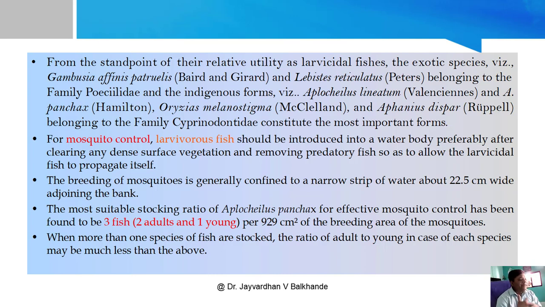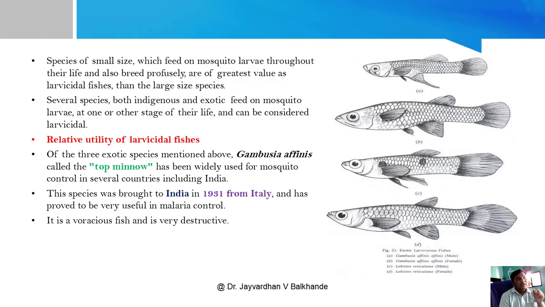Okay, and when more than one species of fish are stocked, the ratio of adult to young in case of each species may be less than the above mentioned. Now the species of small size which feed on mosquito larvae throughout their life and also breed profusely are of greatest value as larvicidal fishes. We know the larvicidal fish that feeds continuously throughout its life and can breed profusely has greater value as a larvicidal fish than the larger size species.